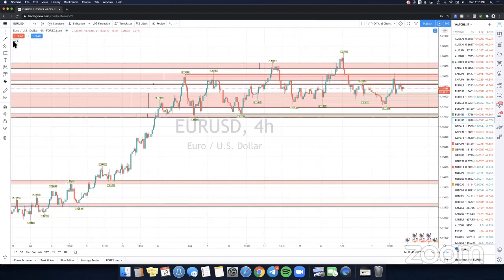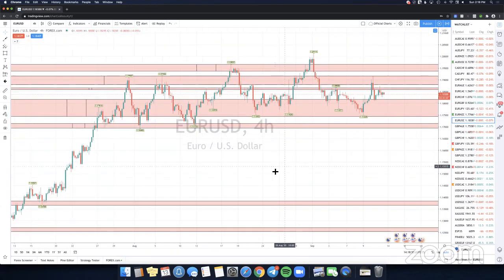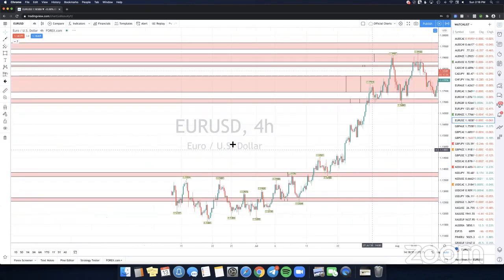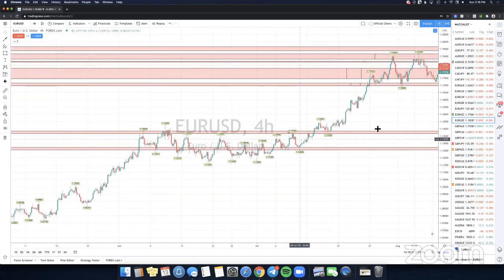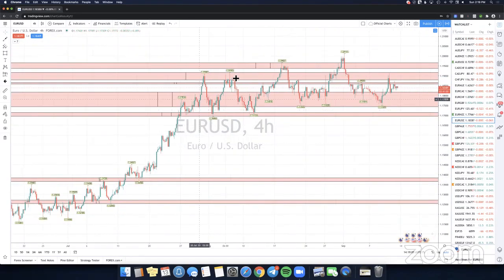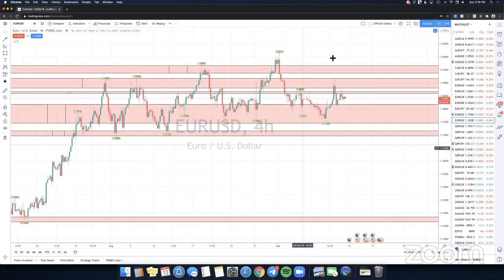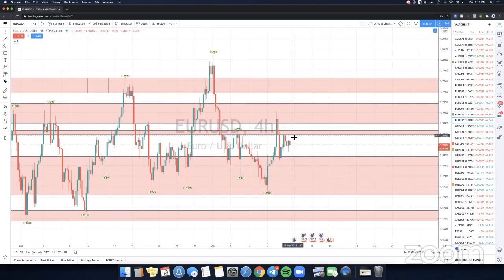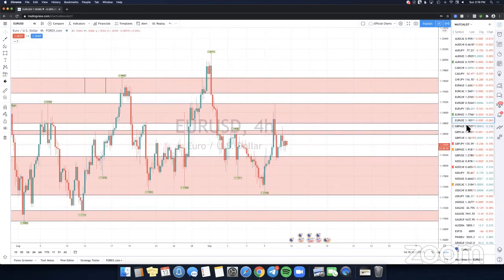All right, so here's your USD. Take off the SR. And there you go, everything's lined up perfectly. You can see the consolidation zone right here. You can see the rejection points. So for your USD, the closest upper zone is going to be 1.1859, and the lower zone is going to be 1.1817. So those are the rejection points for your USD.